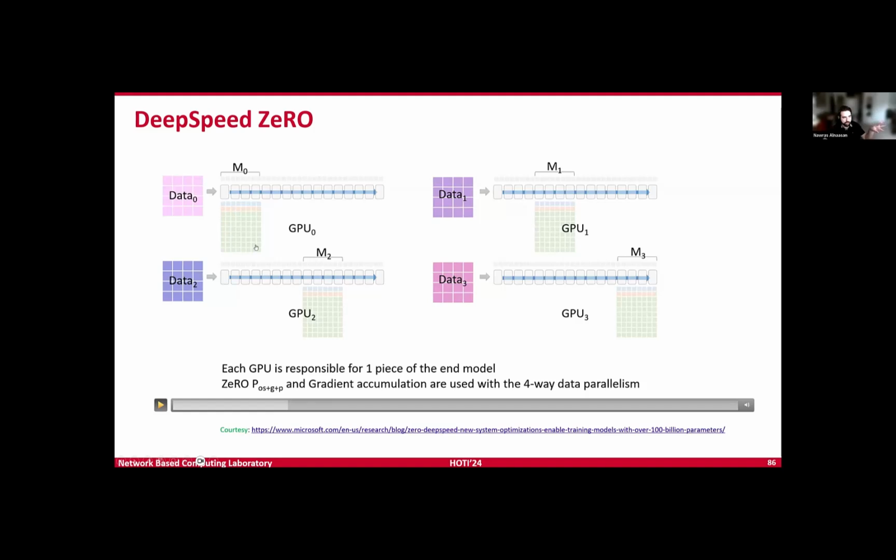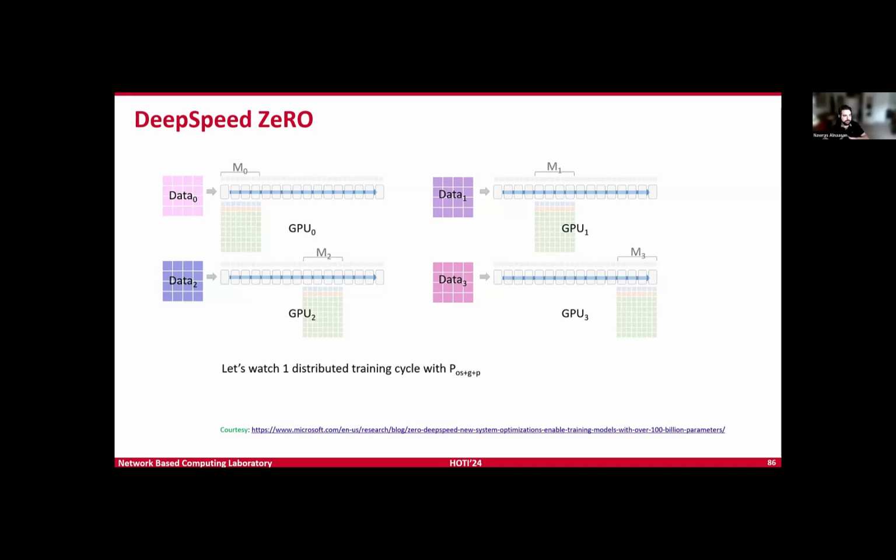So we're going to shard these across the GPUs. Now each GPU is responsible for a part of the model. First, GPU 0 is responsible for this part. The next part is for GPU 1, then 2, then 3. So how are we going to do the training when we split the parameters like that?